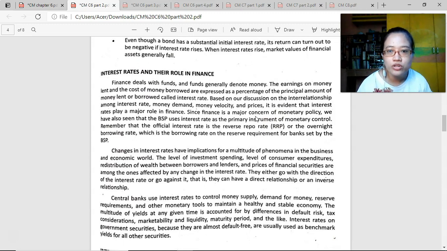Since finance is a major concern of monetary policy, we have also seen the BSP uses interest rate as the primary instrument of monetary control. Okay? So again, if they want to control the amount of money supply in the market, they could increase or decrease the interest rate. Remember that the official interest rate is the reverse repo rate, or RP, or the overnight borrowing rate, which is the borrowing rate on the reserve requirement for banks set by the BSP.